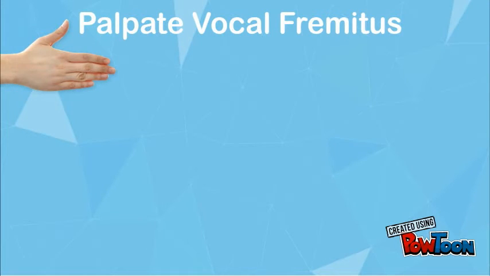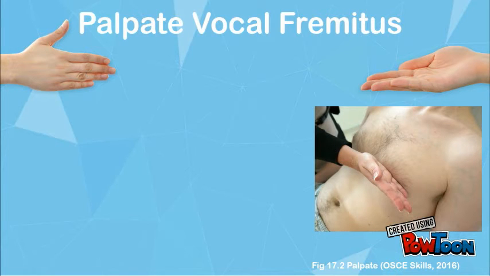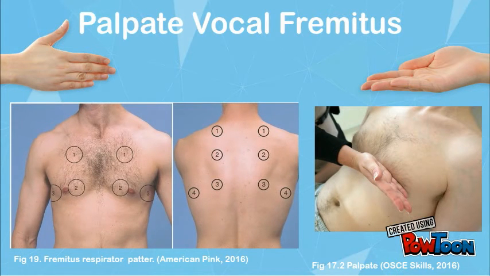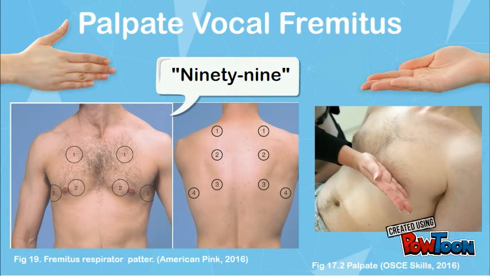Palpate vocal fremitus using the flat edge of your palm as shown. Place the palm of your hand on each location in the diagram and ask the patient to say 99 each time you place your hand on their back. Start at the top on one side, going across to the next, comparing the vibration on each side.